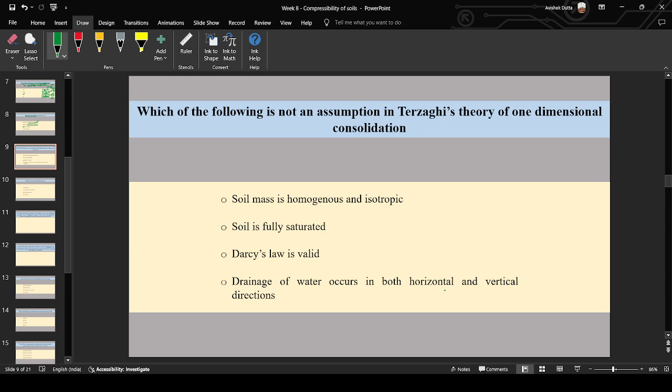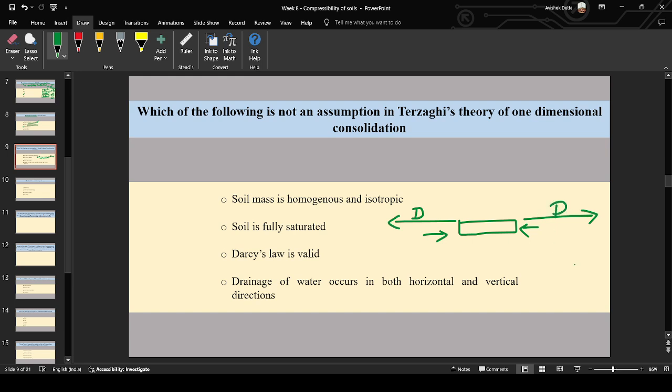Coming forward, in the numericals which you will see, you will see the drainage of water in the soil is happening in the vertical direction and not the horizontal direction. Okay, if this is the soil sample like this, and the loading is like this, then the drainage of water will occur in this direction or both directions.